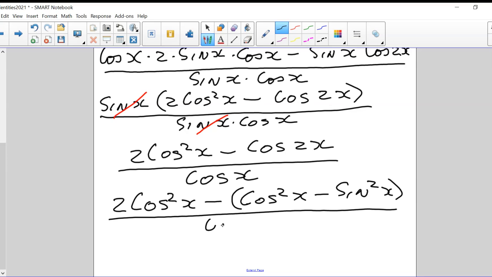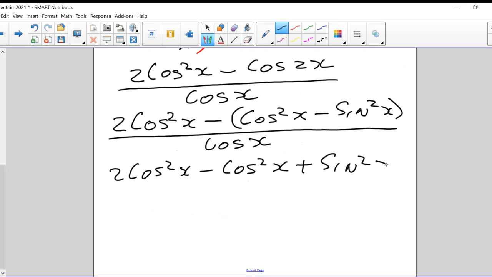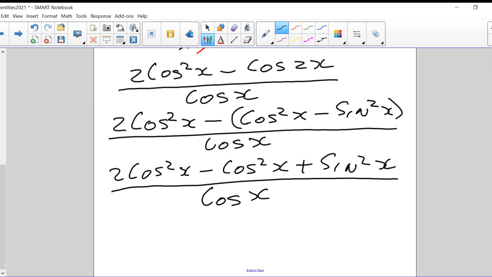all over cos x. Okay? Now, I'm going to take away that bracket. Remember, I'm minusing everything, which means I'm minusing this and minusing this. So here's what I'm going to have: 2 cos squared x minus cos squared x plus sine squared x. All right? So minusing both of these, all over cos x.